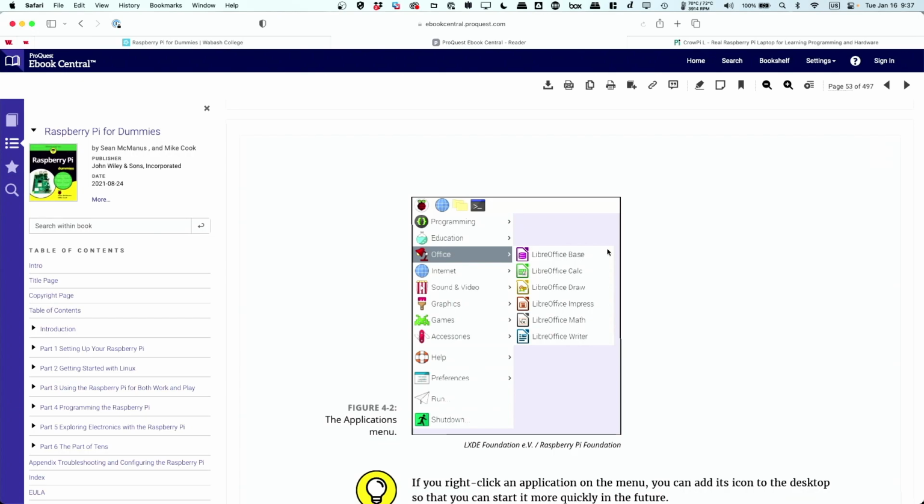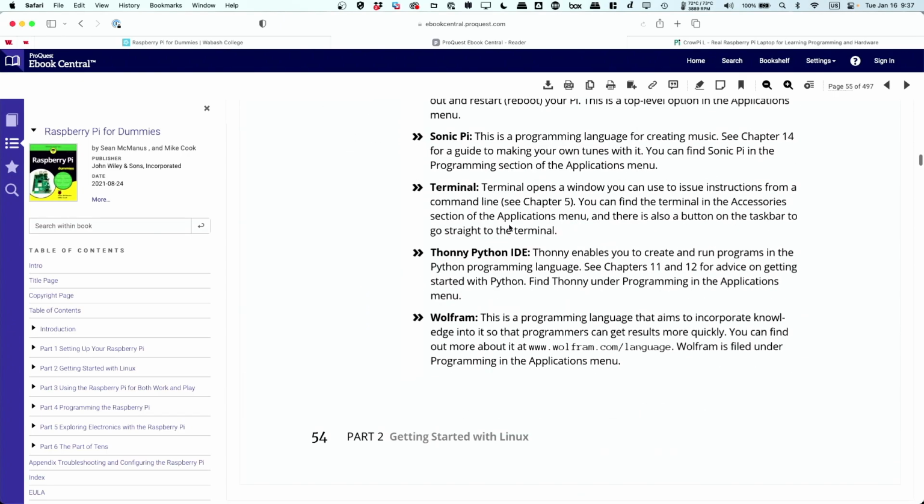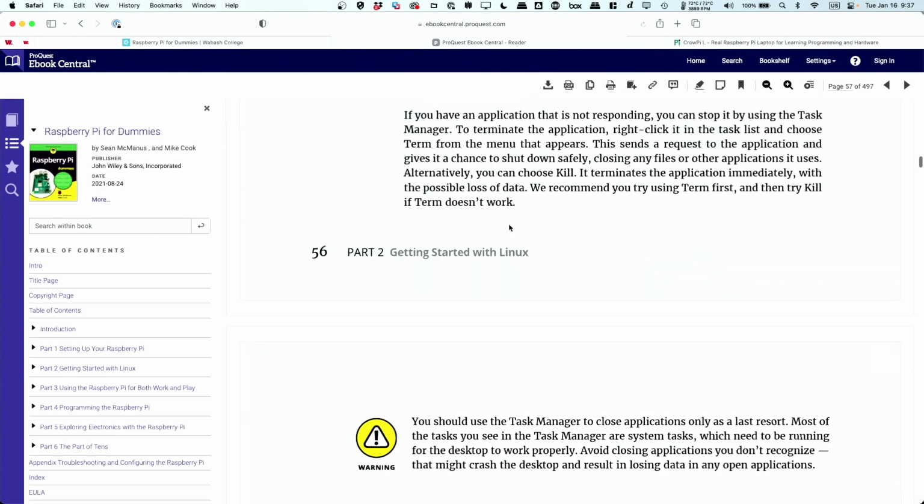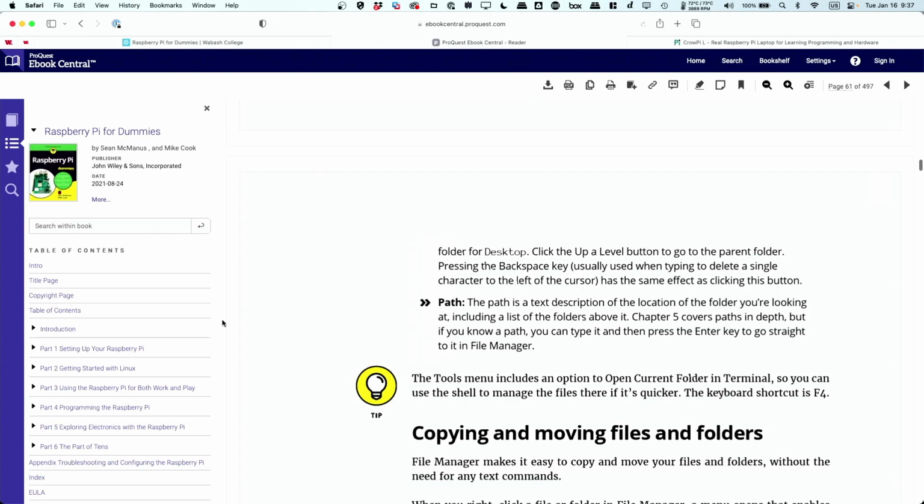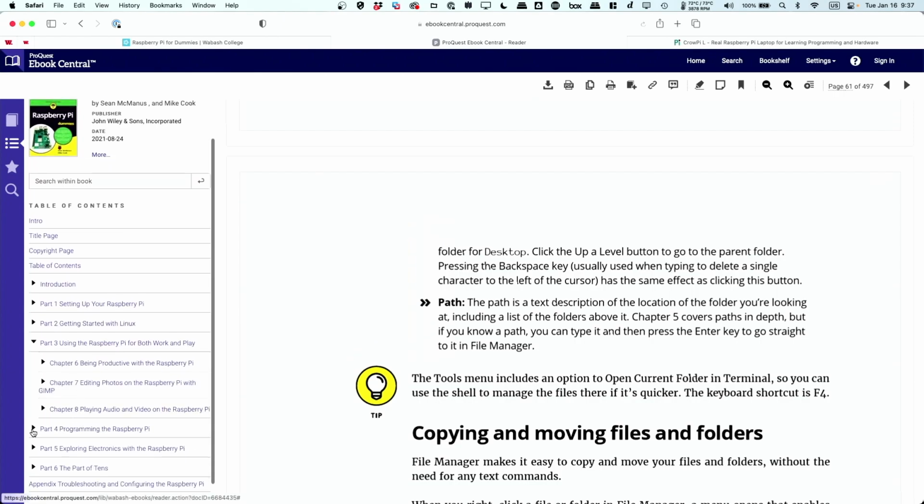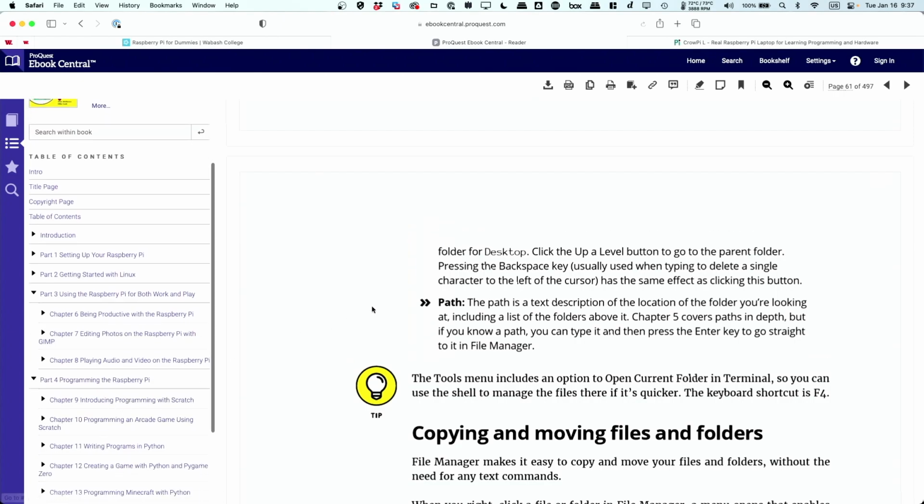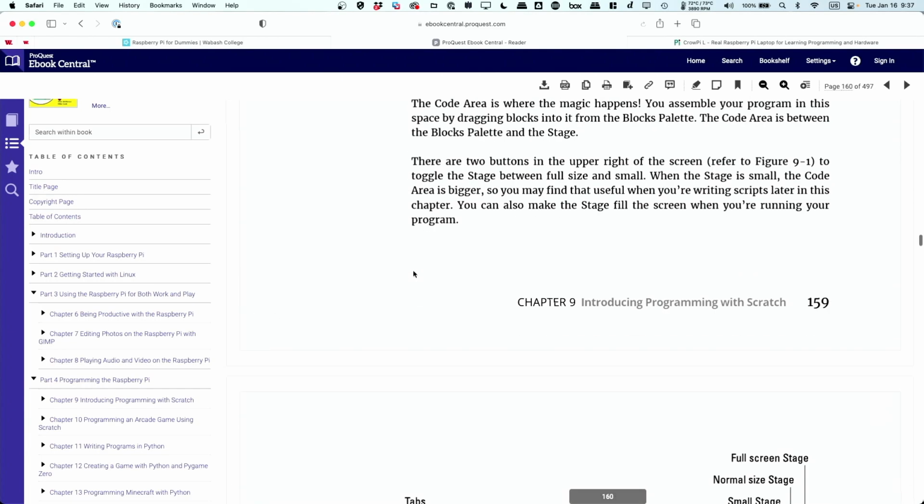Now, for our purposes, where do we really want to be doing stuff? With programming, okay? And there's a couple of different languages that you can program in, one of which is called Scratch. Let me come back to this. Programming. So Scratch is a visual language. Let me show you kind of what it looks like.